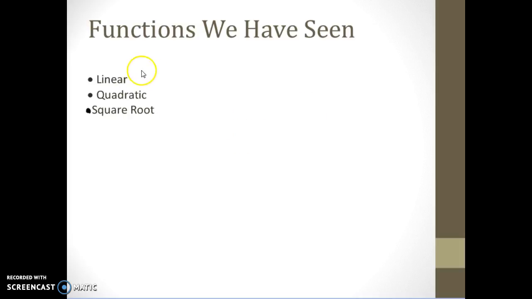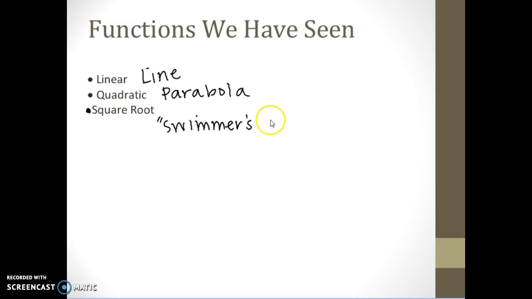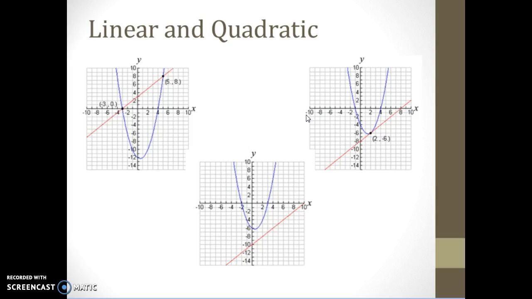So to start with, the functions we have seen so far, we've seen linear, right, that's our line. We've seen quadratic, that's our parabola, our U-shape. And we have the square root curve, which is what we consider the swimmer's arm, right? Now we're going to have any version of these in our system. So to begin with, we might have a linear and a quadratic system, right? So a line and a parabola.